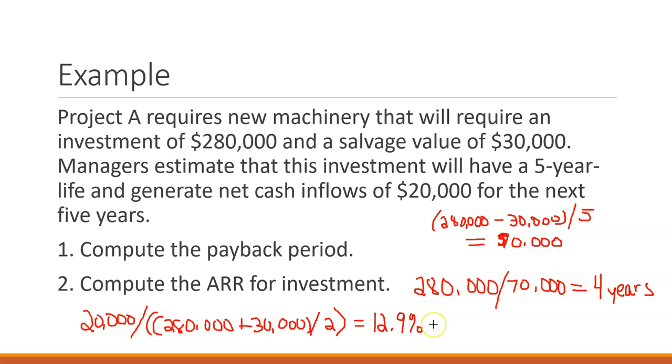So this project has a payback of 4 years and an accounting rate of return of 12.9%. Now, whether that's good or bad depends on the company. If your company says that you automatically reject any projects with a longer than 3-year payback, you would reject this project. But if they said we accept projects as long as they have less than a 5-year payback, then this one would be acceptable. So it really depends on what your company is asking of you.